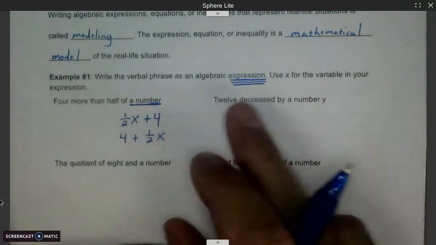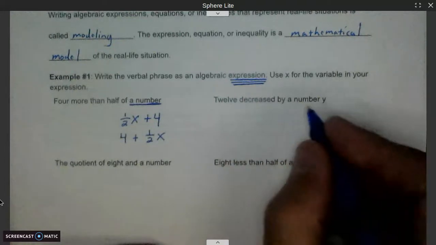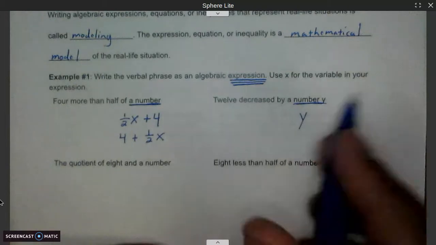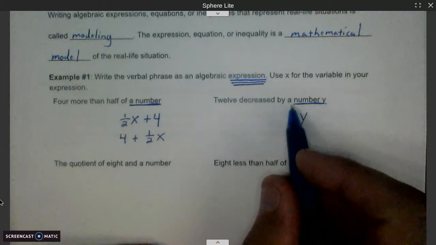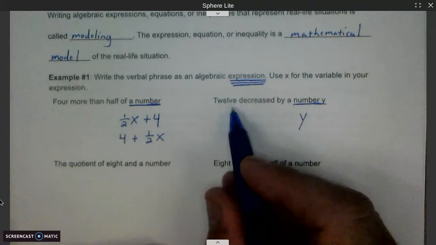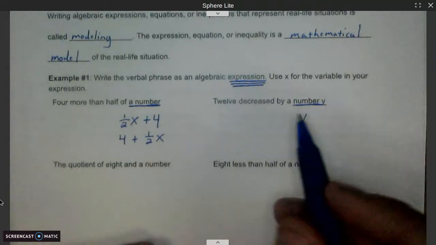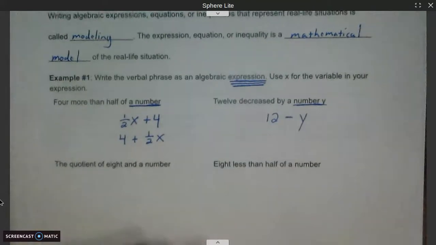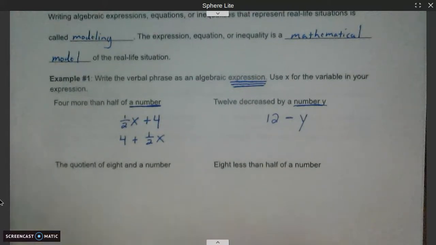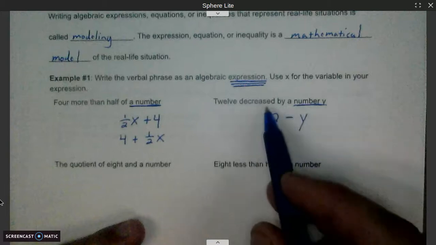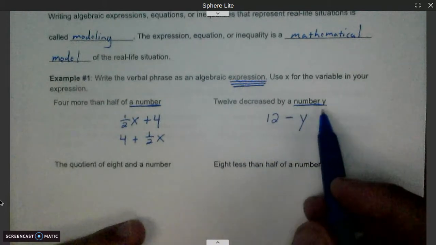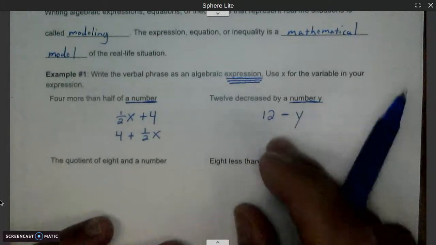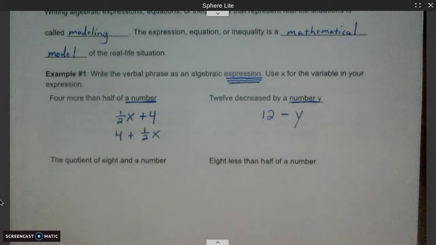On the second one, 12 decreased by a number y. Well, let's start with the unknown value. We have the number y, so I'm going to start with that. I have 12 decreased by a number y, so I know I'm taking 12 and taking something away from it. So this will be 12 minus y. If I had it the other way, then I couldn't say that 12 is being decreased by y. It would be y is decreased by 12. So in this one, order does matter, and we only have one way of writing it.